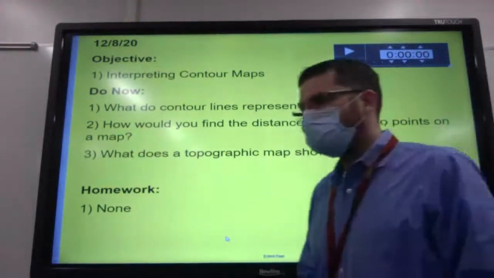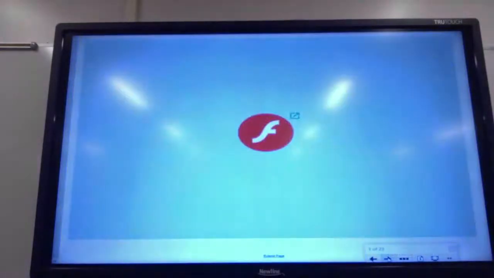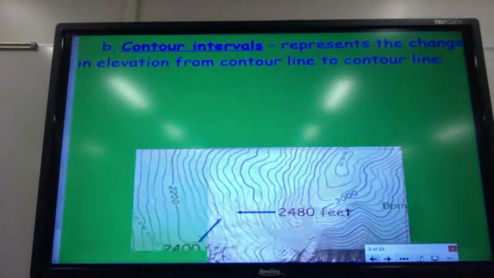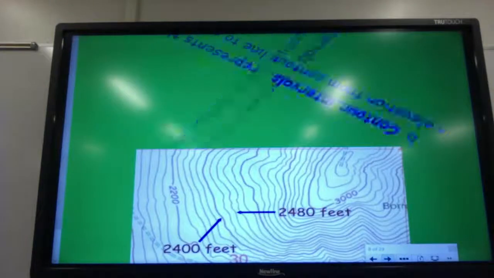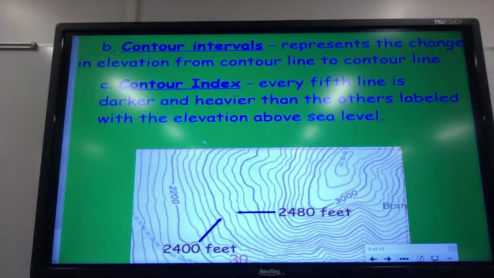All right, good. So to move on, if you haven't already done so, please open up your notes. The last thing we talked about yesterday were contour lines. All right, so copy this down. As soon as you copy this down, I'm going to go over it and explain to you how to find the contour interval.